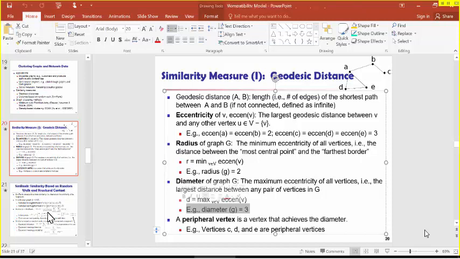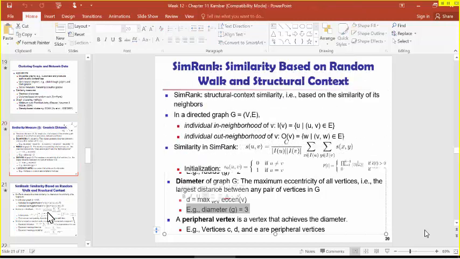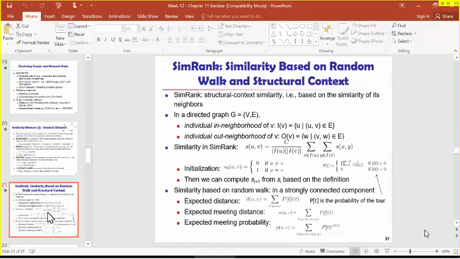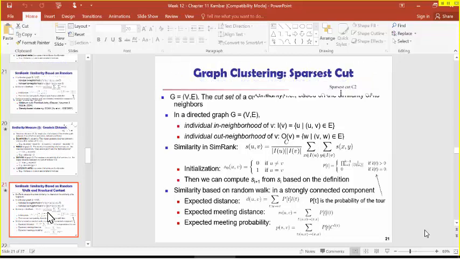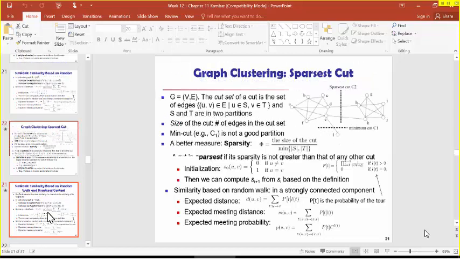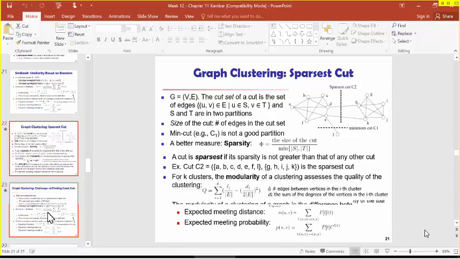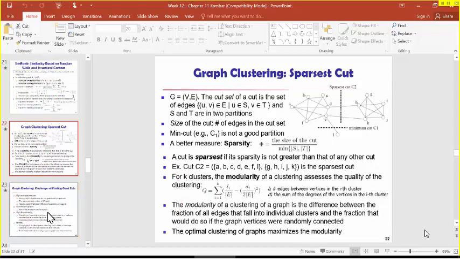And here are some examples, some mathematical expressions. You can go through these expressions. We have an expression for the sparsity of the graph.